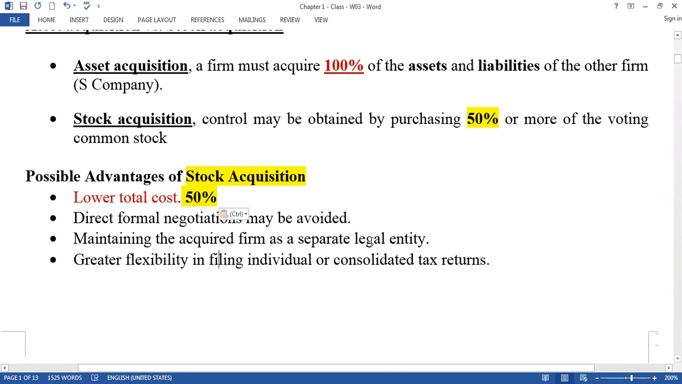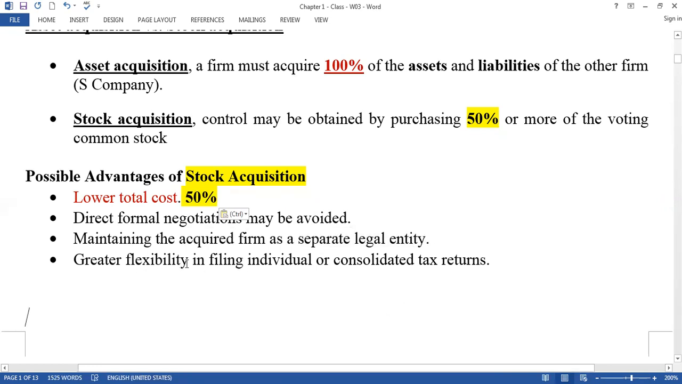The business already has a legal entity. You just buy it, and when you buy their stock, you get the controlling power. Now you can handle this business separately as a legal entity. So this is not a big issue. Maintaining the acquired firm, meaning the subsidiary company, as a separate legal entity is very easy to handle.